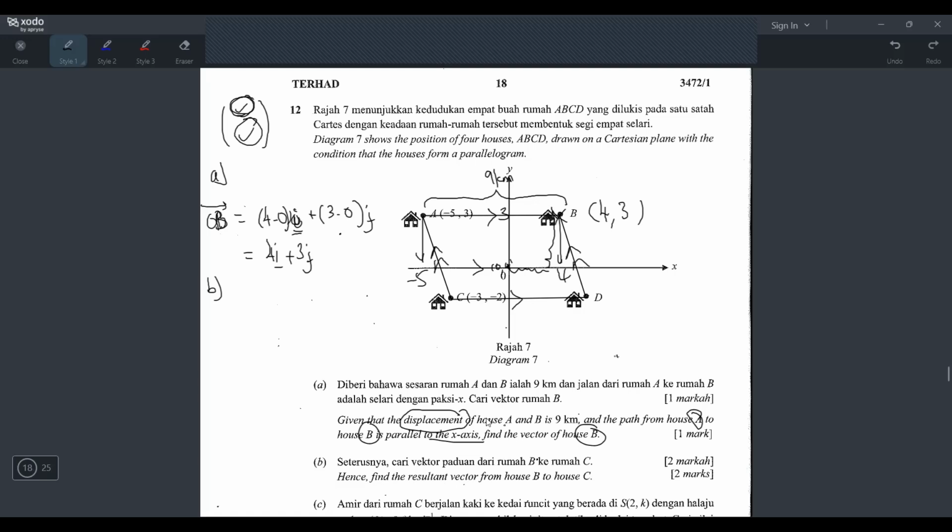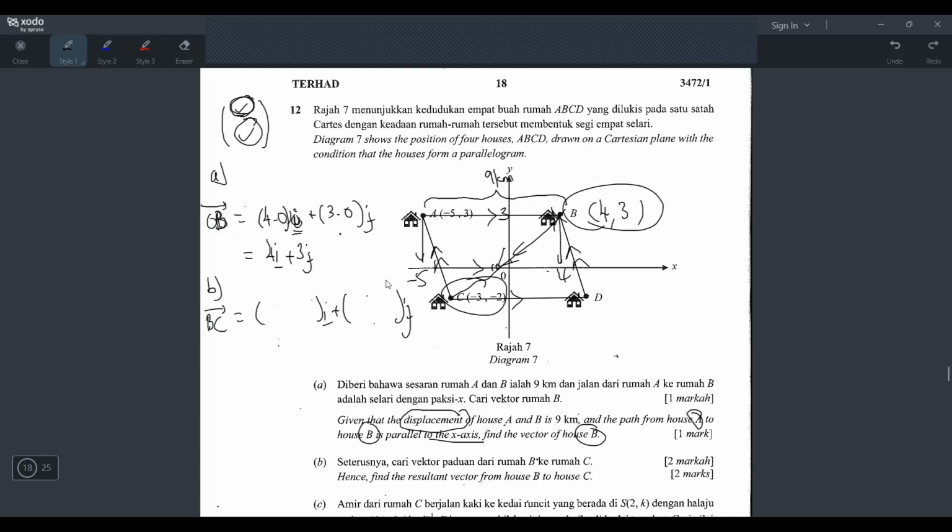Find the resultant vector from B to C. It means I want to find B to C. So if I want to find vector from B to C, okay, let's erase this. B to C, which means I'm going from here to here, right? And I already have the B coordinate and the C coordinate. So can I find the vector? Yes, but it will be in terms of i, j, right?